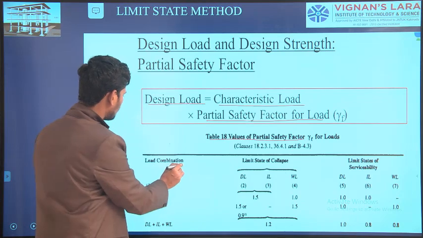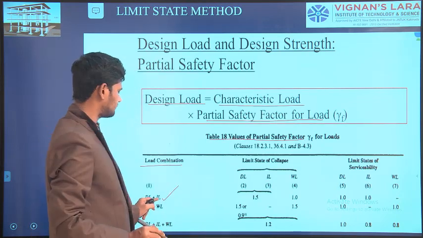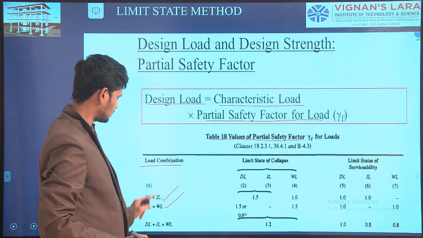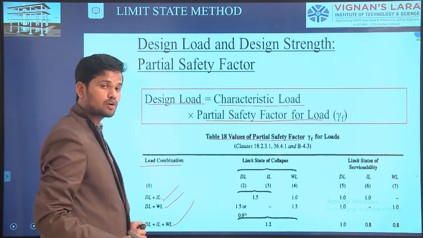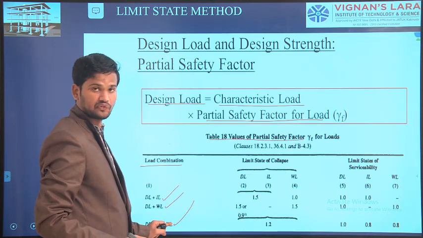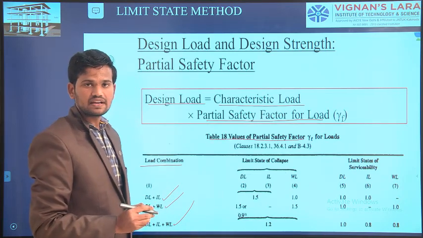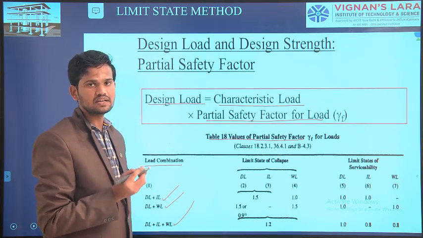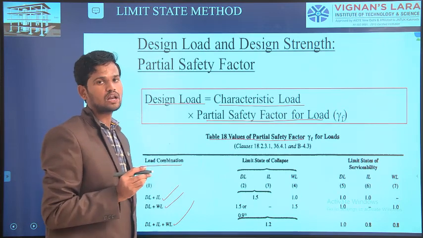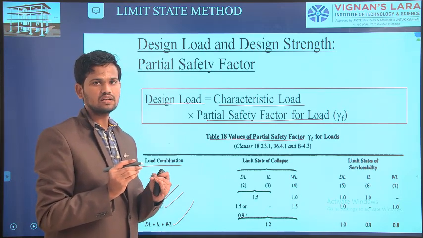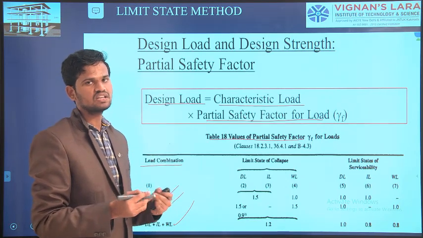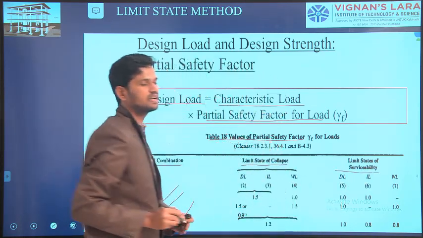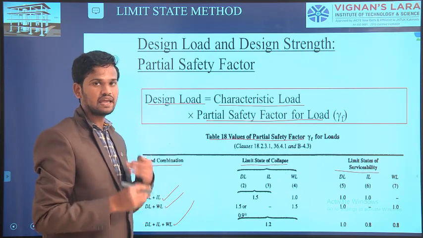If you observe here, the load combinations we have are dead load plus imposed load or live load. One more load combination is dead load plus wind load, and one more is dead load plus imposed load plus wind load. And if you observe here, for designing different types of structures we are considering the limit state of collapse as well as the limit state of serviceability. For the limit state of collapse we are considering flexure, compression, torsion and shear. Whereas for the limit state of serviceability we are taking deflection, cracking and vibration.